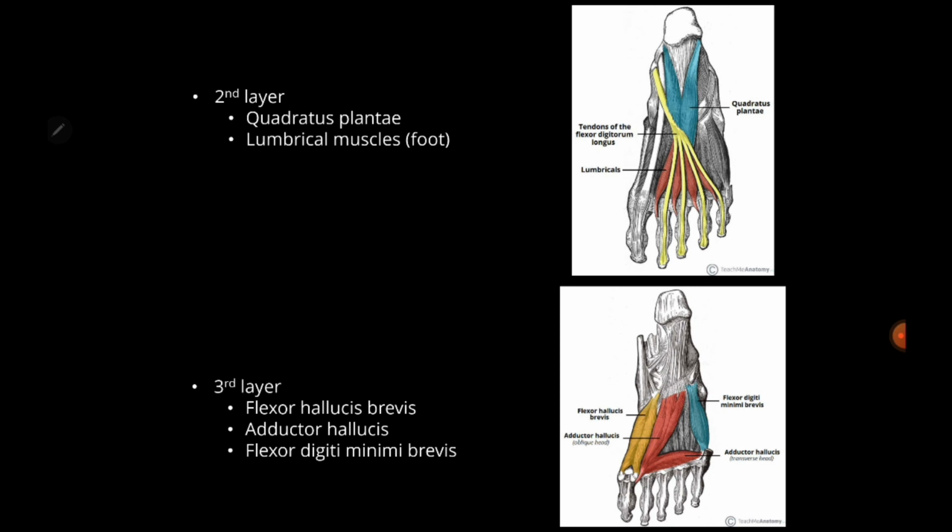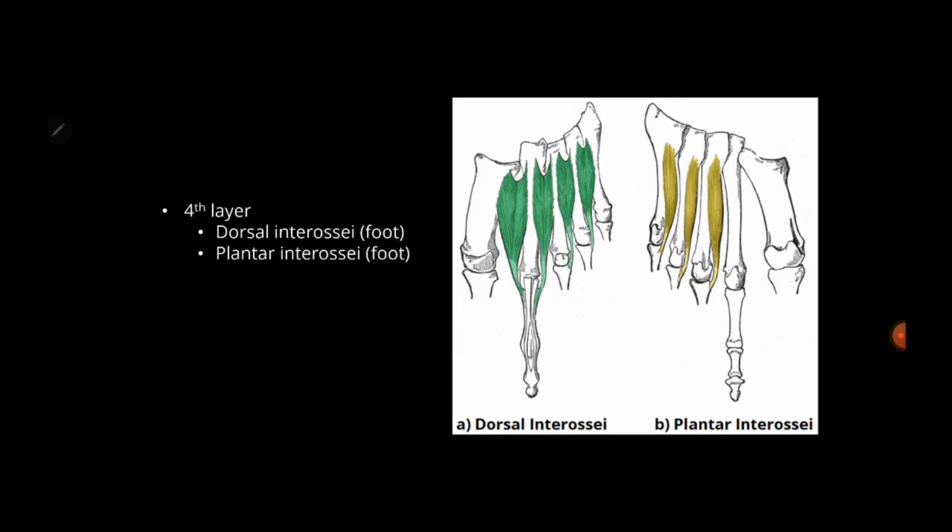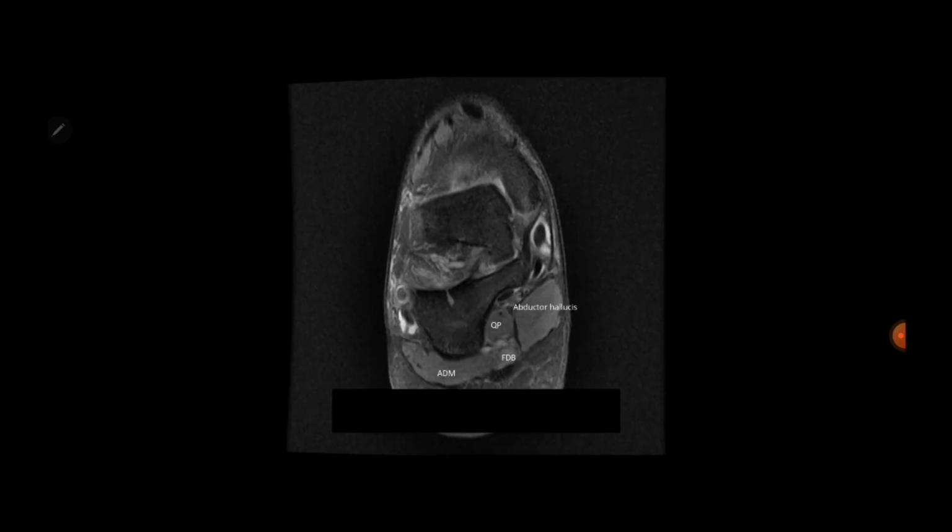So here we can see this is flexor hallucis brevis, this is flexor digiti minimi brevis, and these are 2 heads of adductor hallucis. The fourth layer, which is the deepest layer, contains the interossei muscles, which are basically seen between the metatarsals. Now we can see the sequential MR images.